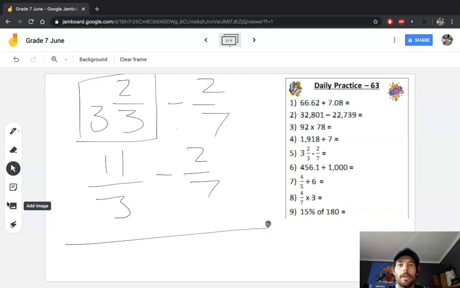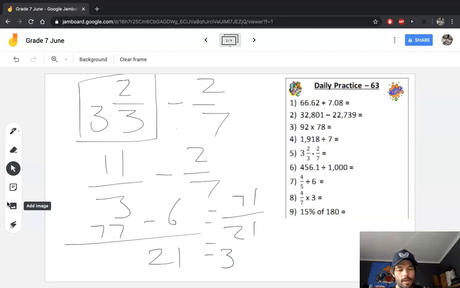Yes, our lowest common denominator of 3 and 7 is 21. 3 goes into 21 7 times, so 7 times 11 is 77. 7 goes into 21 3 times, so 3 times 2 is 6. Okay, and now we're left with an answer of 71 over 21. And if you needed to convert that into a mixed number again, 21 goes into 71 3 times. Okay, so 21 times 3 is 63, and that leaves us with 8 over 21. Okay, great.